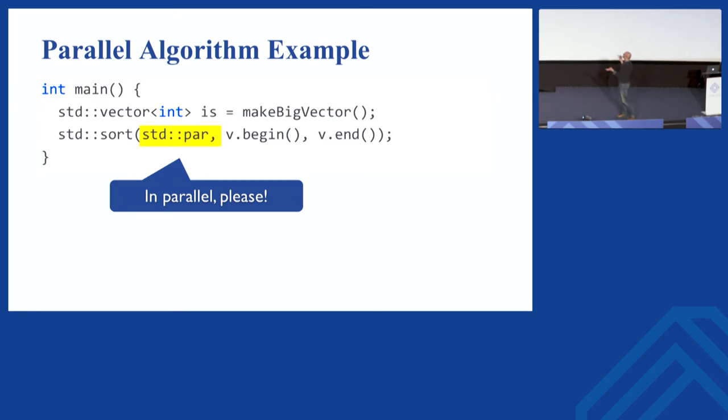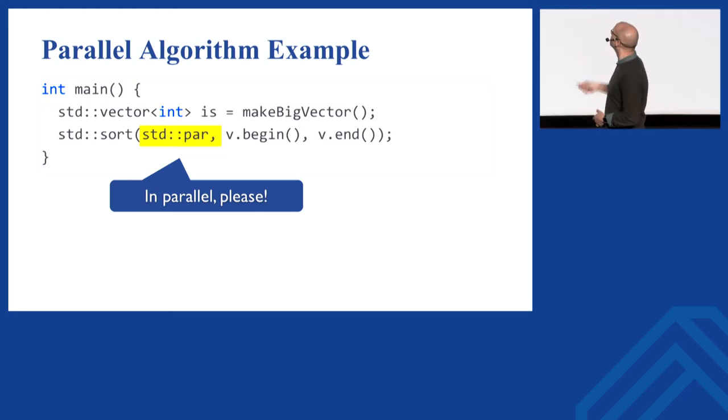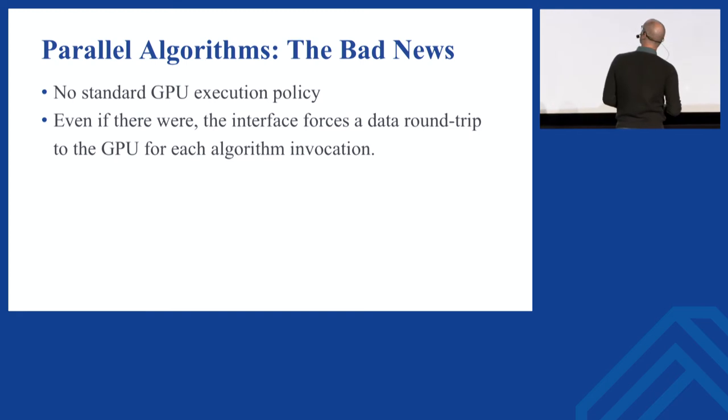Here's what it would look like. You'd have a vector, you'd make a really terrifically huge vector of integers, and you'd say, sort it in parallel, please. Great, that's easy. The parallelism TS, unfortunately, has some shortcomings. You really want to be able to execute your algorithms on the GPU.